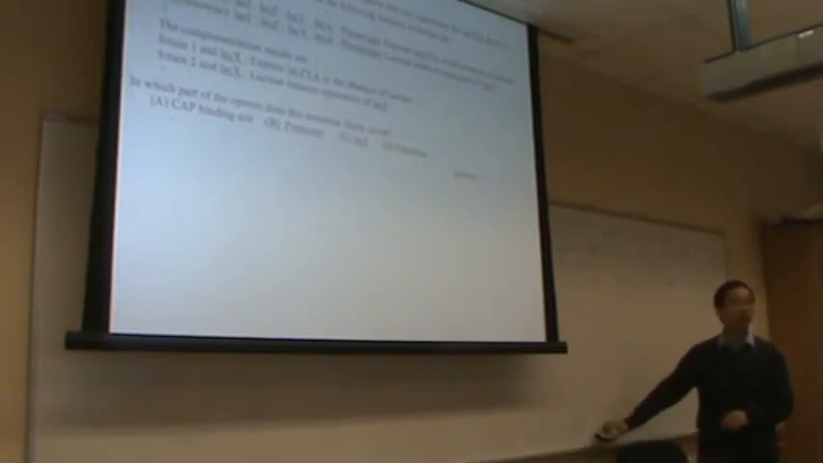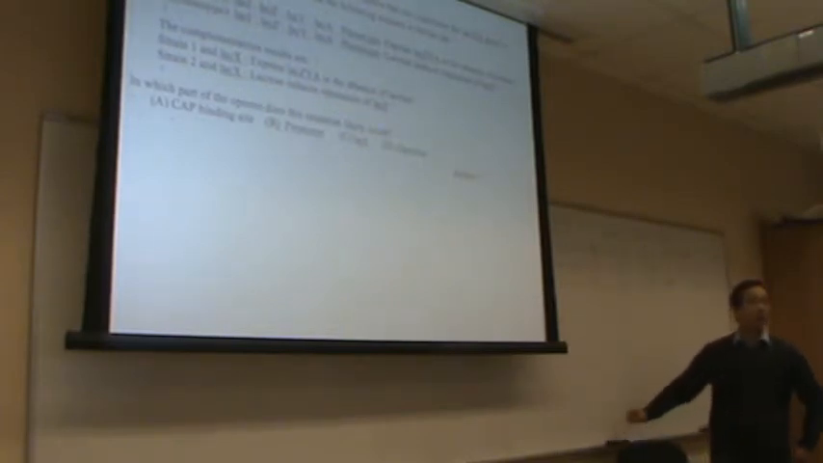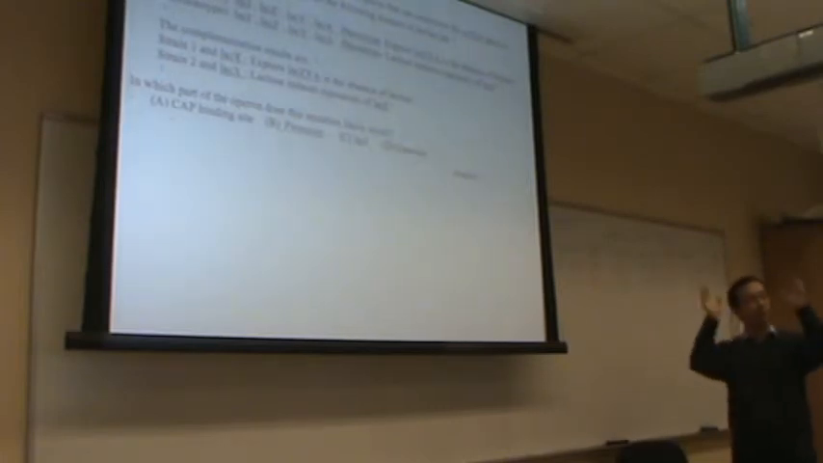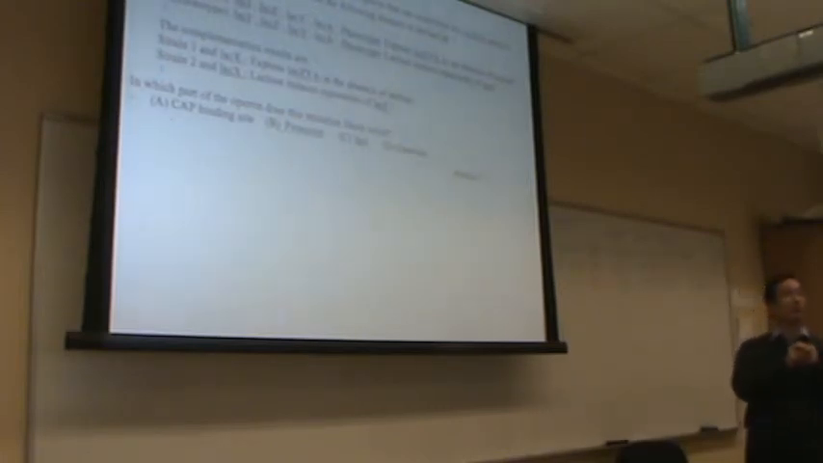Well, let's try the first one, CAP binding site. Okay, what does the CAP binding site do? I know that you need CAP to bind to the CAP site. So the CAP, cyclic AMP binds the CAP and binds to the CAP site, then pulls the RNA polymerase to start to work. Right?